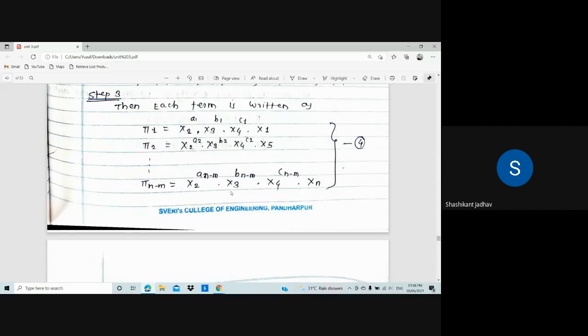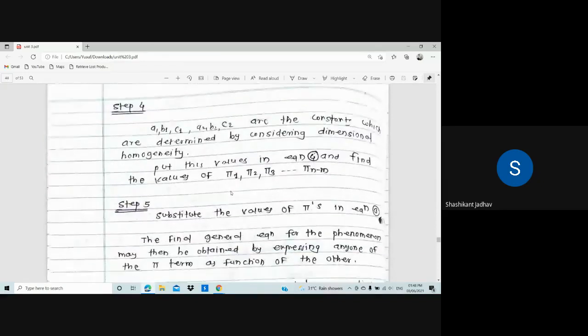Okay, then write down step number 4. Write down a1 comma b1 comma c1, comma a2 comma b2 comma c2 are the constants which are determined by considering dimensional homogeneity.